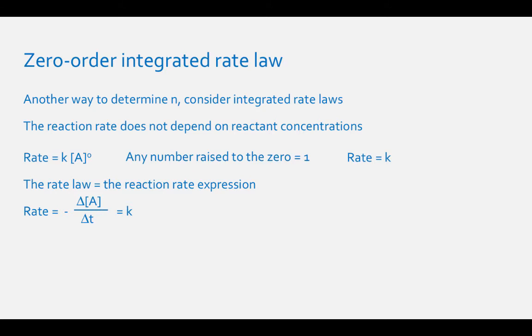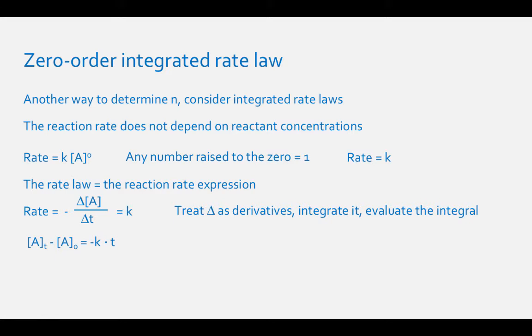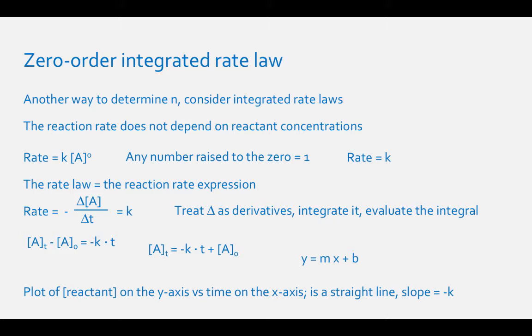If we do a little calculus by taking the derivative of this equation, integrating it, and then evaluating the integral, we end up with the concentration of A at some point in time of the reaction minus the initial concentration of A equals negative k times time. If we add the initial concentration of A to both sides, we end up with the concentration of A at a certain point in the reaction equals negative k times time plus the initial concentration of A. This equation looks like a straight line equation, y equals mx plus b. So therefore, for a zero-order reaction, a graph of reactant concentration on the vertical axis, y-axis, versus time on the horizontal axis, x-axis, gives a straight line with a slope equal to negative k.